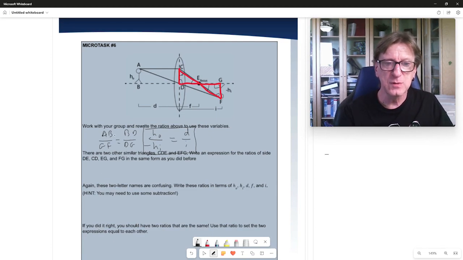So now we're going to use CD must be proportional to what? What's the equivalent one on this side? That's going to be GF or FG. Choose whichever you like, right? And then I know that DE must be proportional to EG. So again, two-letter names are confusing, so let's go ahead and use our symbols here. CD is also H0. Do you see that those are exactly the same? So that's H0. And GF is also going to be our minus HI.